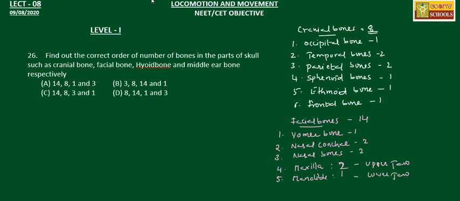Next we have the palatine bone, which is 2 in number. The next one is the zygomatic bone. These zygomatic bones are also 2 in number, and then there are lacrimal bones, also 2 in number. So 4, 5, 6, 7, 8, 9, 10, 11, 12, 13 and 14. In total you have 14 facial bones.